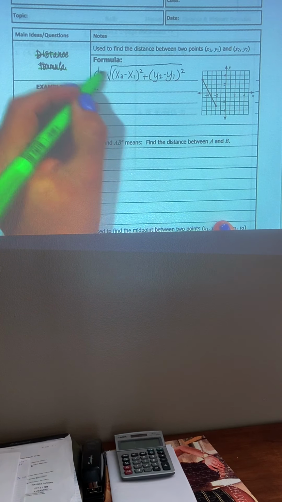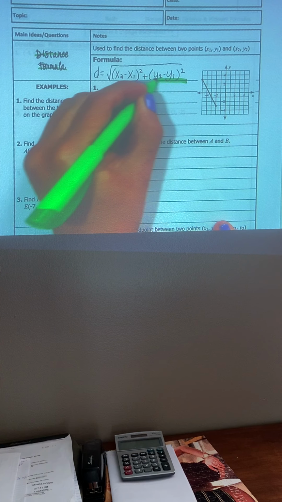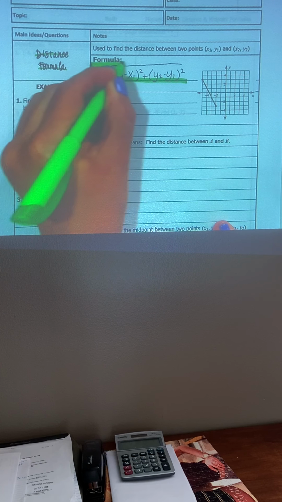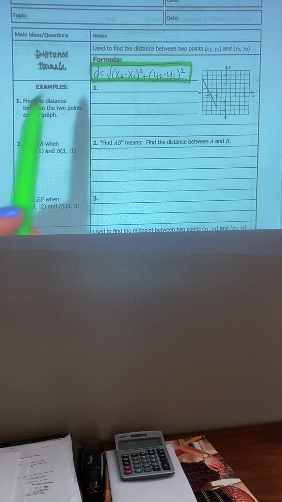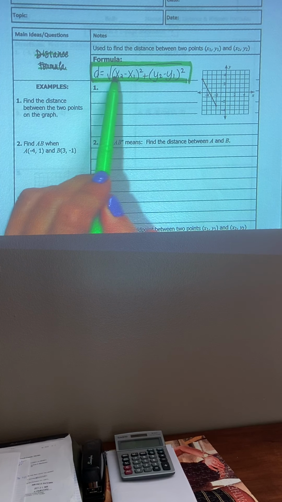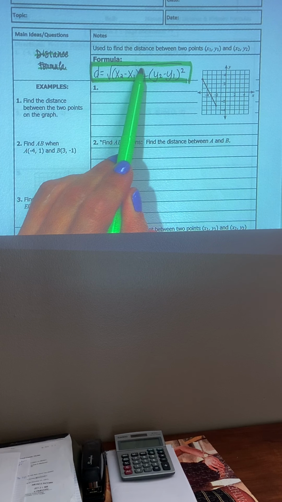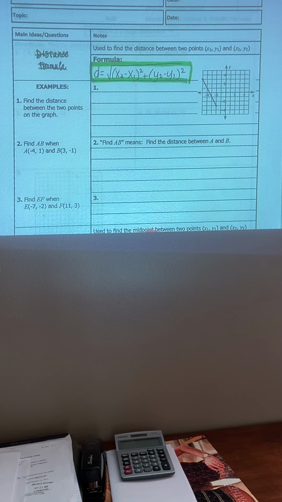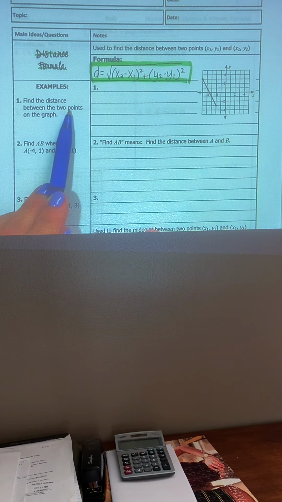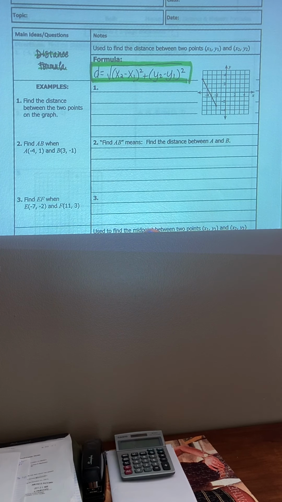All right, so here is the distance formula. You can see, d equals the square root of x2 minus x1 squared plus y2 minus y1 squared. Okay, so let's try the examples. Find the distance between 2 points on the graph. All right, so here are 2 points on the graph.